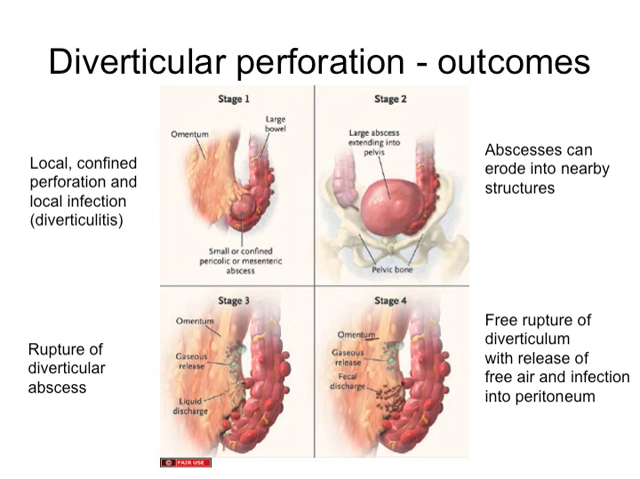Now, of course, it can get big. And if it gets big and you don't take care of it, it can erode into other things close by, like the bladder, the vagina, things like that. It can rupture, and that's where you get free air and you get peritonitis, because you get fecal material and bacteria spreading throughout the entire abdomen. So that can happen, but that's much less common. Probably 95%+ are going to be a contained abscess.